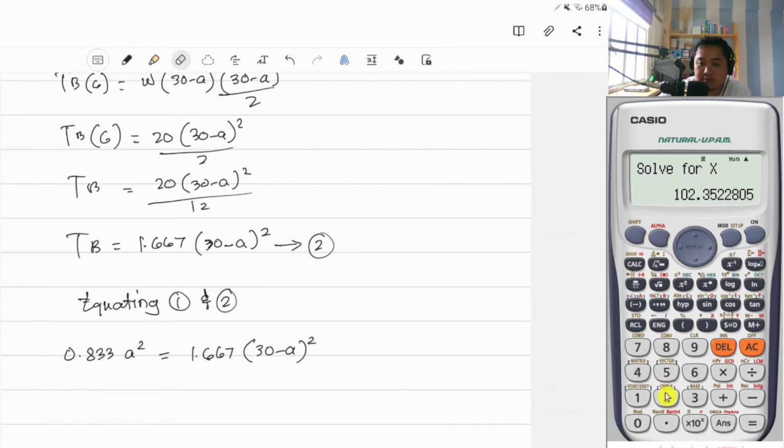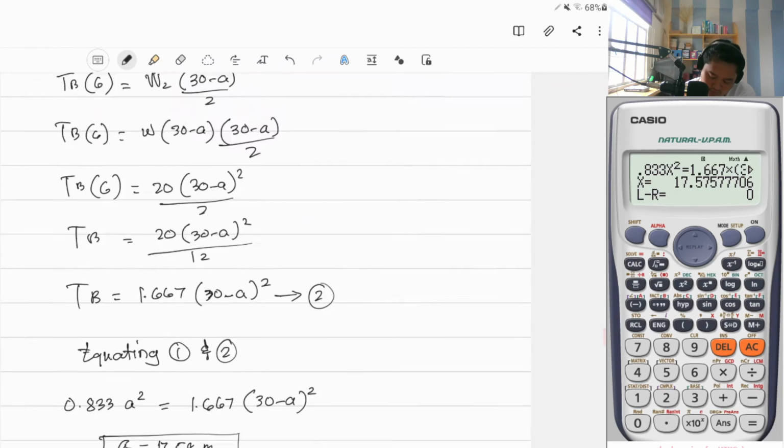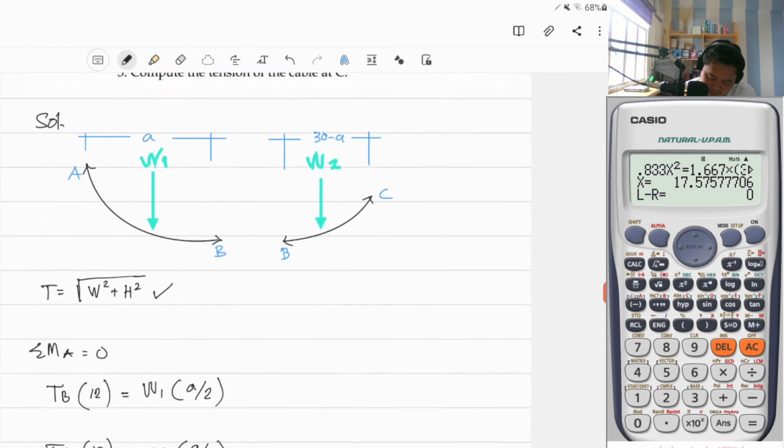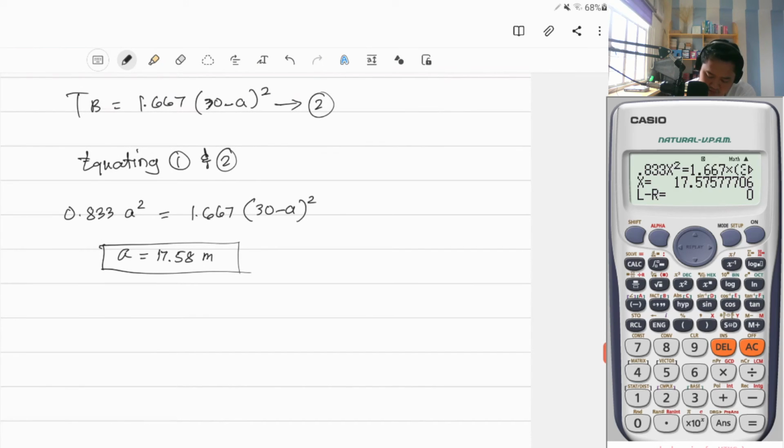Let's put 15. So the answer is 17.57. Okay. So A equals 17.58 meters. So this is the answer for question number 1. So we'll compute the value of A. Okay. So it's very easy, no? All you have to do is to recall your algebra.